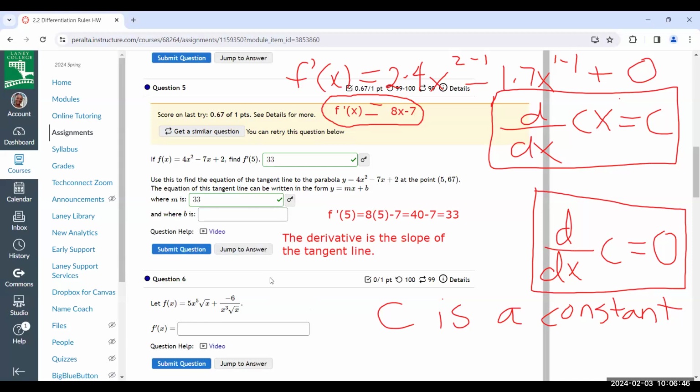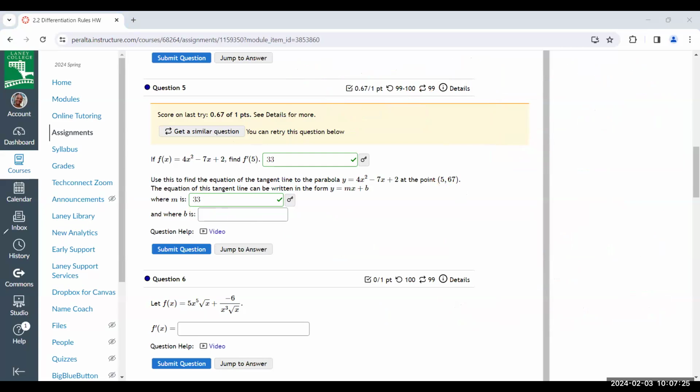And then the last part, they're asking us to find out what b is. And this is where you go back to your algebra, where you're trying to find the equation of a line. And we're given this point, (5, 67). So we'll go ahead and find the equation of the line given this point. And we know that the slope of our line is 33. So we can find out what the b is. So we'll go ahead and do that. I'm gonna get rid of all my drawings now so we can have a clean page.